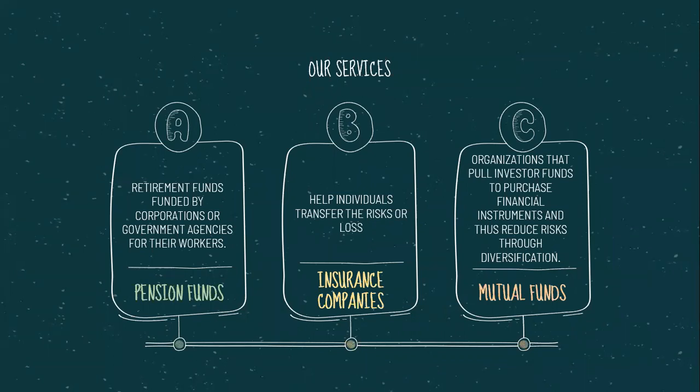So next is the insurance company, a company which may be for profit, non-profit, or government owned. For example, if one purchases a health insurance, the insurance company will pay for the client's medical bills if any. And lastly, the mutual funds are investment vehicles in which money is pooled from a large number of investors and spread over instruments like stocks and bonds.